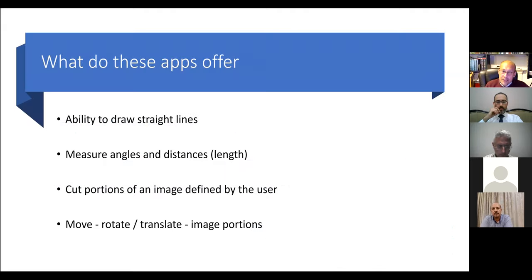With all these software programs, Photoshop, Bone Ninja, TraumaCAD, OrthoView, and the others, they simply allow you to draw straight lines and measure those lines on an image. It allows you to measure angles. It allows you to cut portions of the image and manipulate them as if to simulate a correction. So all these functions are present in all those programs.